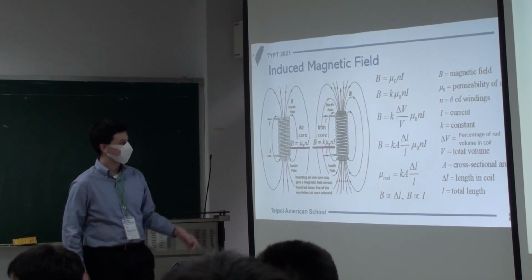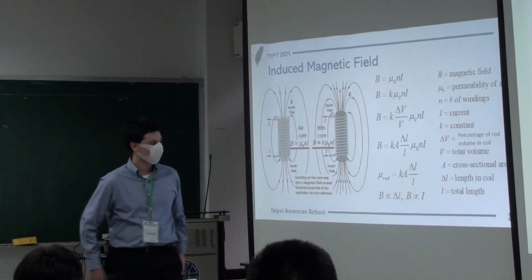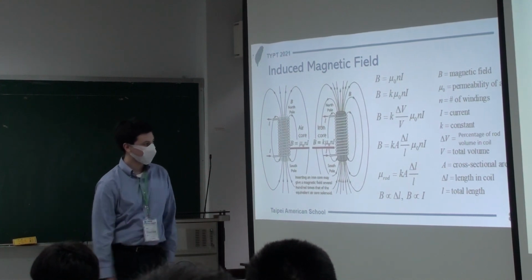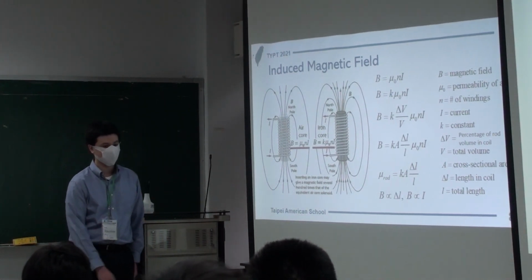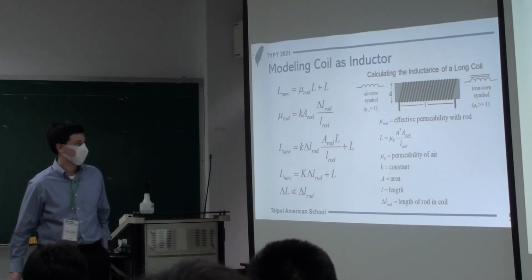And then because the volume is of course the area times the length, we can relate this to the length of the coil, the percentage of the length of the coil that's inside, and then we can calculate a formula for the permeability of the rod as a whole, combining both the magnetized and non-magnetized parts.